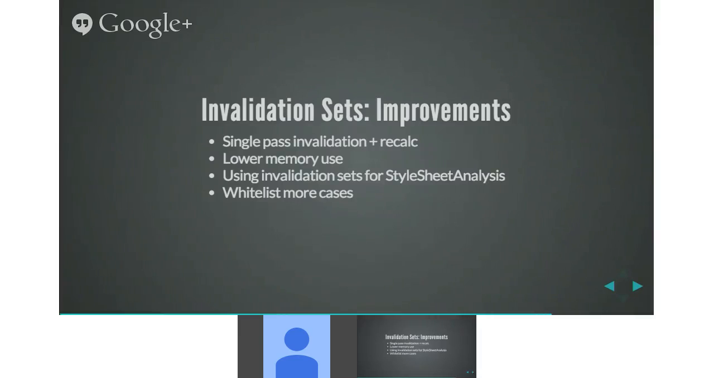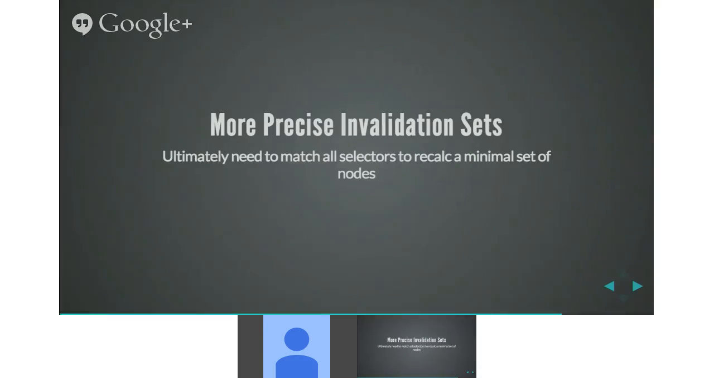A couple of other possible changes too. In order to recalculate the minimal number of nodes, you actually need to match all the selectors to be really sure that this node is not affected. I guess that's too expensive, so we have to end up somewhere in between.